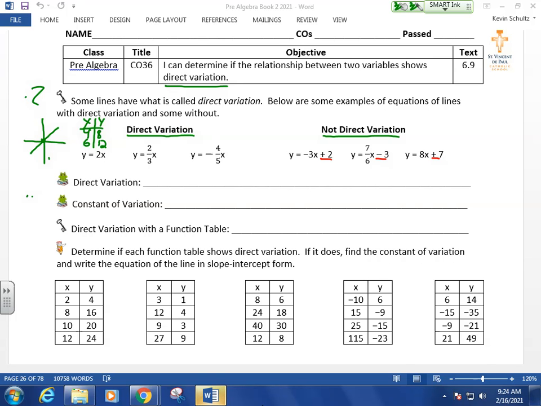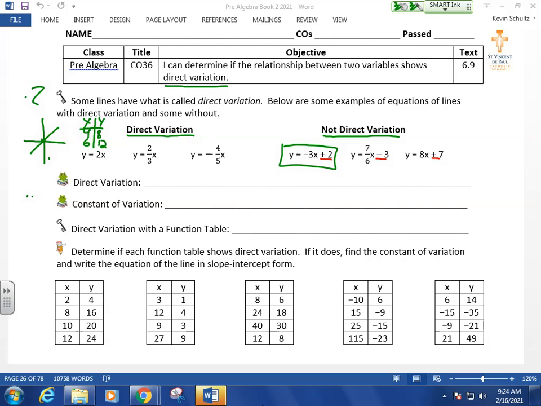Multiply by -4/5. Okay? In all 3 of these, it's just one multiplication step to get from the x value to the y. Whereas over here, if I gave you a value for x, you need to multiply by -3 and then add 2. It's not a direct relationship. In the second one, you'd multiply by 7/6 and then subtract 3. You don't get there directly. There's two things that you need to do. Y equals 8x plus 7, multiply by 8, and then add 7.